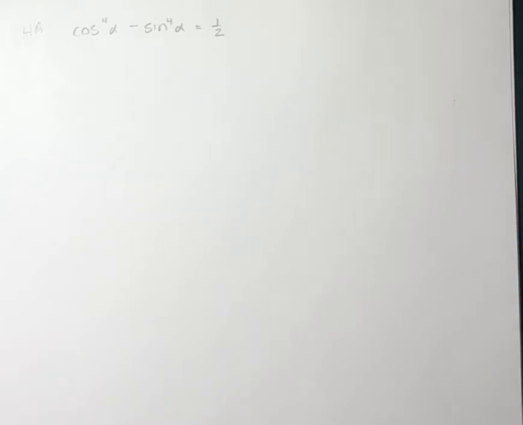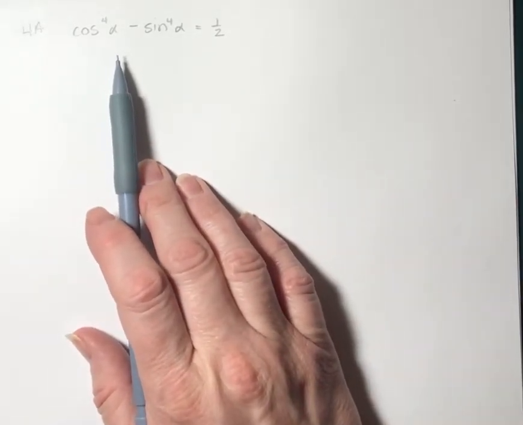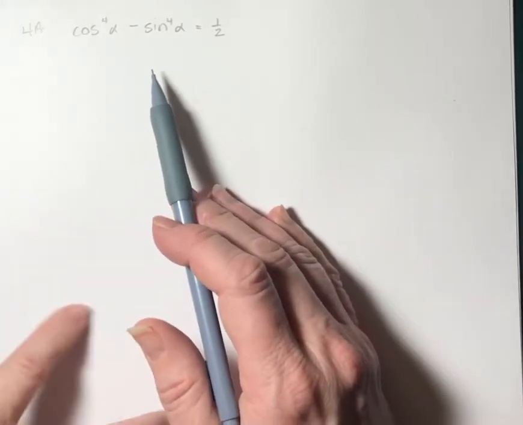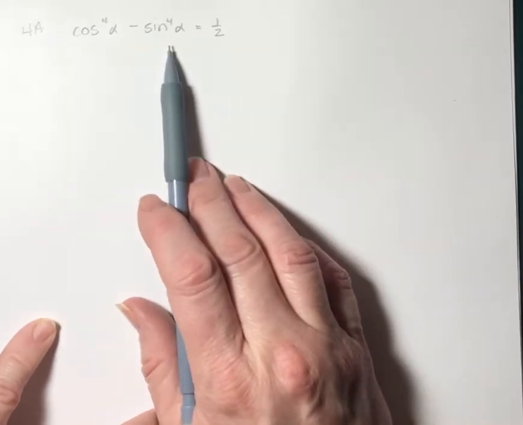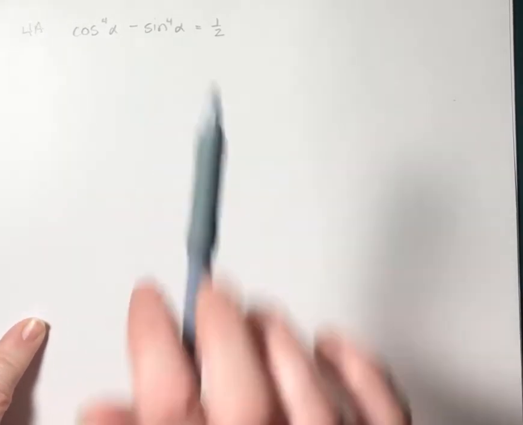All right, example 4A, they're asking us to solve again. If you're looking in the book, you may be tempted to use the power reducing identities because that's what they just gave you, that's what they just taught you. I'm telling you, use the same things and same ideas that we've been doing. Don't make it harder than it needs to be.